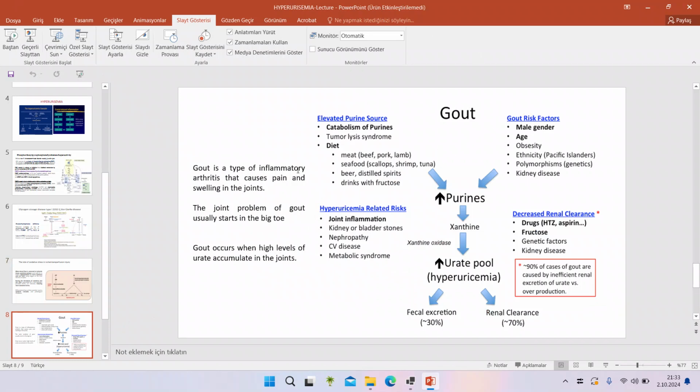And I would like to give a little information about gout disease. Gout is a type of inflammatory arthritis that causes pain and swelling in the joints. This problem usually starts in the big toe. Gout occurs when high levels of urate accumulate in the joints.